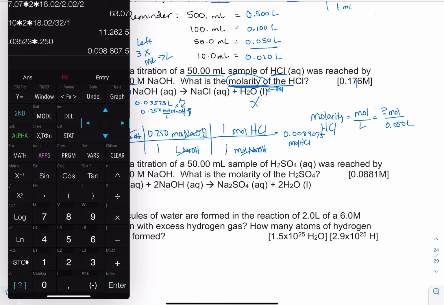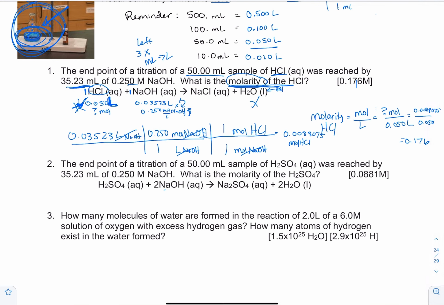And if you remember, right a second ago, I know my liters amount. I just need my moles on top, my 0.0088075. So I've already got that number in my calculator. I'm just going to go right divided by 0.05. So that gives me my answer, which is 0.176. Let me double check. Our sig figs are 3. Let's see, my molarity has 3. So not that 0, but this 0, and this 0.